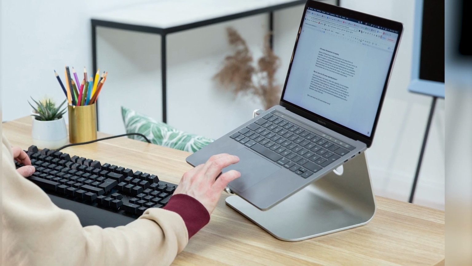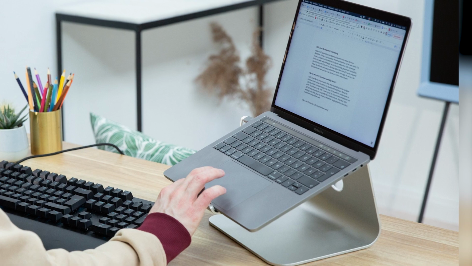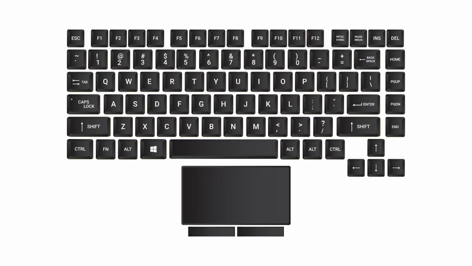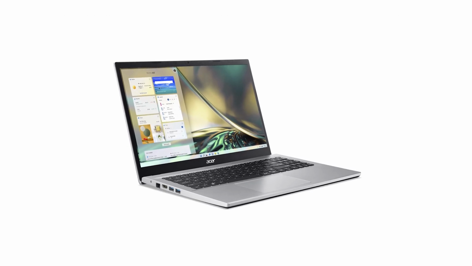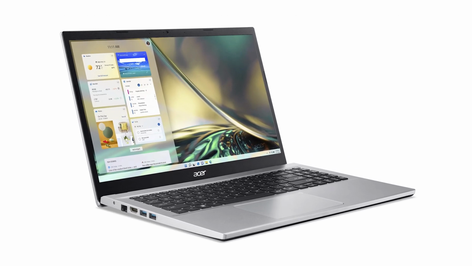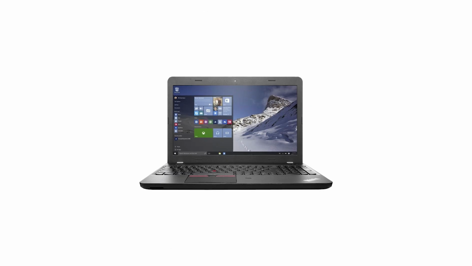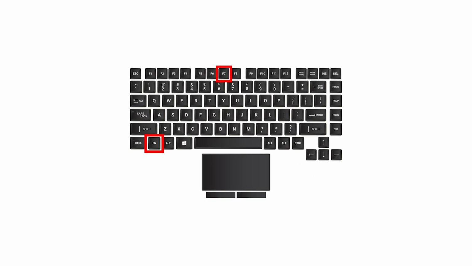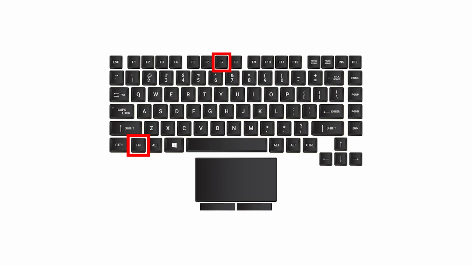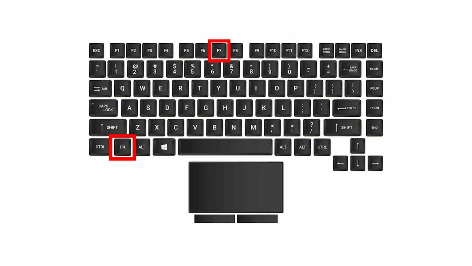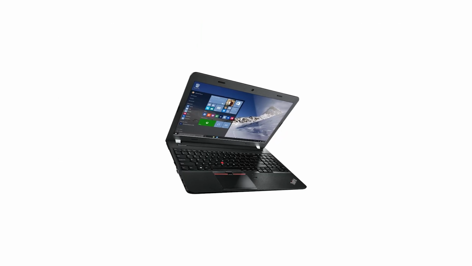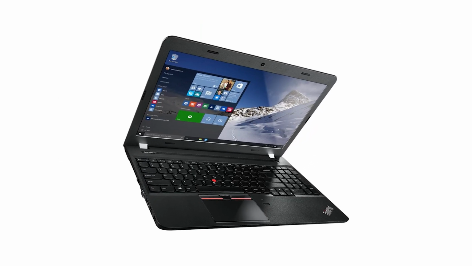First, make sure that the touchpad isn't accidentally disabled. Often, you can toggle the touchpad on and off with a keyboard shortcut, which usually involves the function key along with one of the function keys. Look for a symbol that resembles a touchpad on one of the keys. If you find that symbol, press the function key and that function key together to see if it reactivates the touchpad.